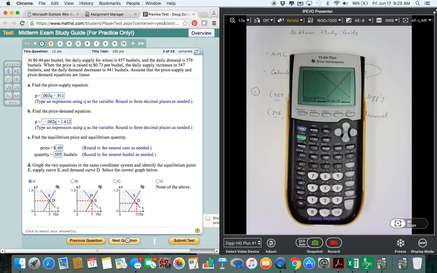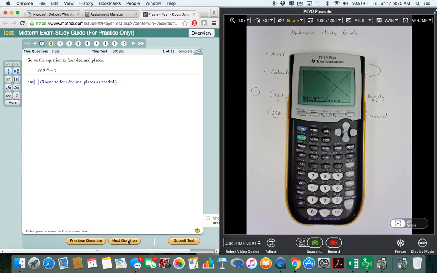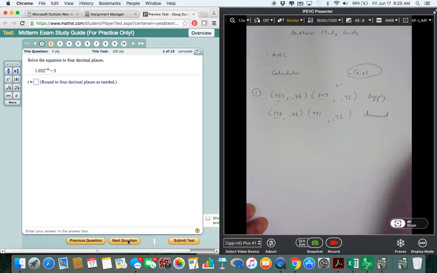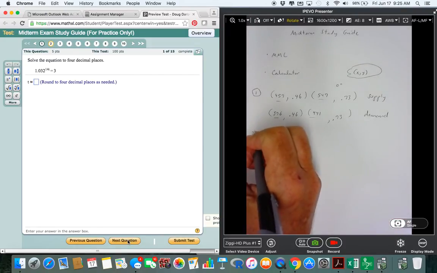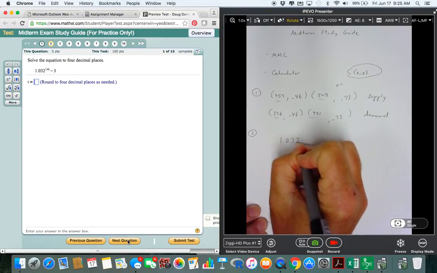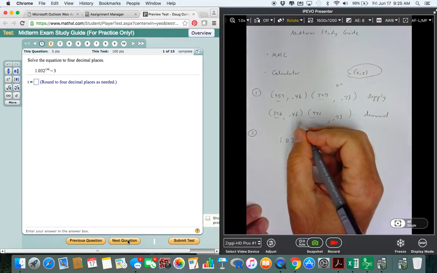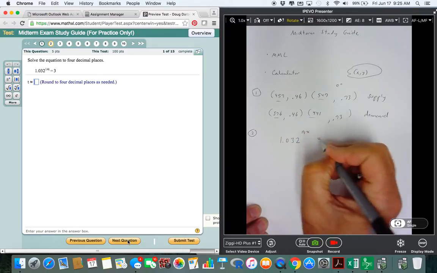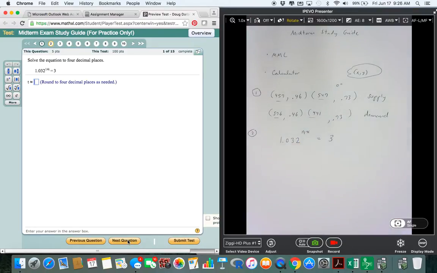That's going to be the longest question that we have. Solve the equation to 4 decimal places. Guys, you've seen this one before, so let's just work through it. So we have 1.032 to the 14t. And guys, I'm going to use x because the way I write t's, they sometimes look like plus signs, and I don't want that.